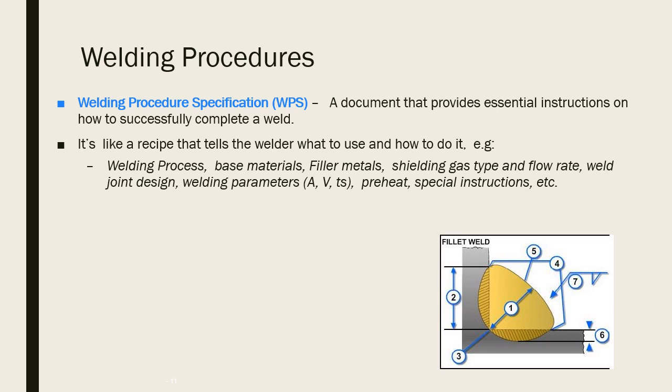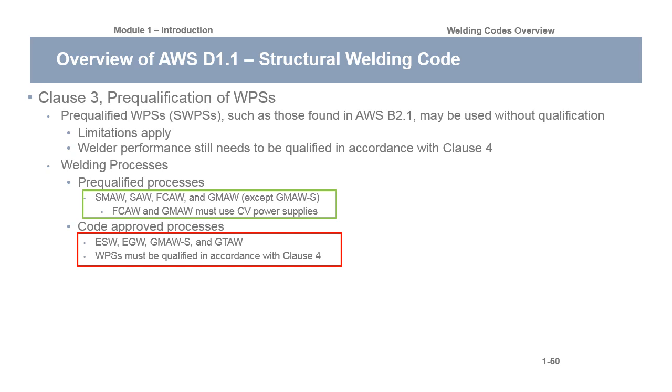And we've got two different kinds of welding procedure specifications. We've got qualified and pre-qualified. Today, in this module, we're going to talk about pre-qualified. Overview of AWS D1.1 Structural Welding Code. Okay, we're going to talk about Clause 3, Prequalification of WPSs. Okay, there's limitations and you still have to qualify welders. No matter what happens, you have to qualify the welders. There's no pre-qualification of welders.